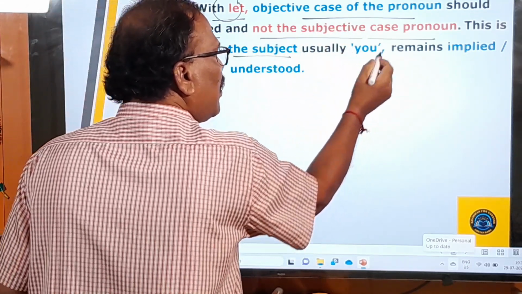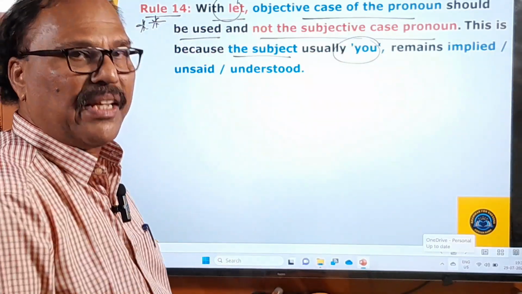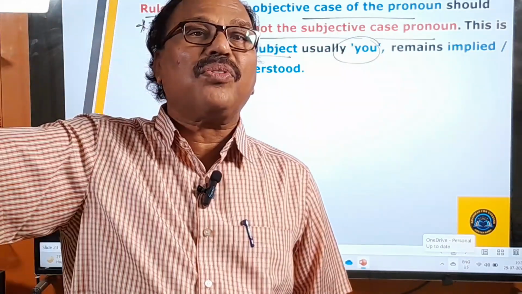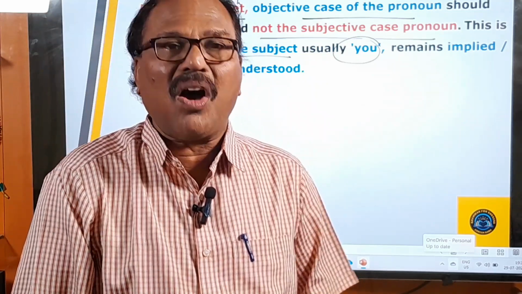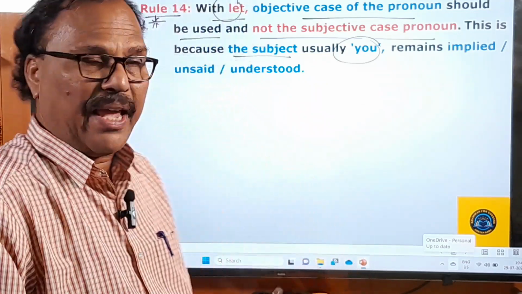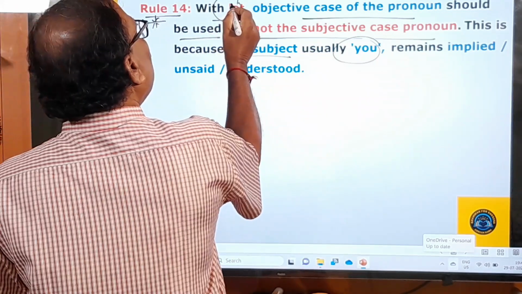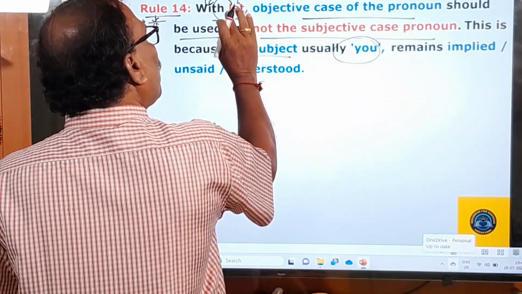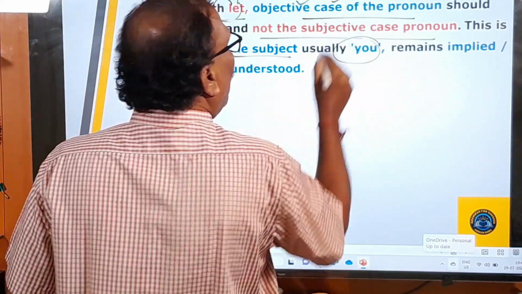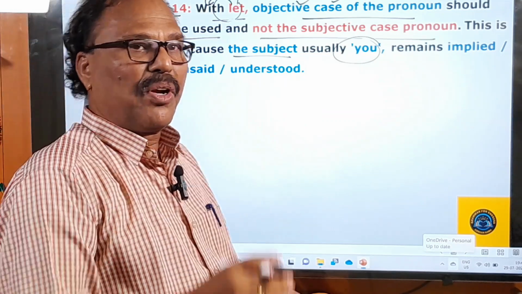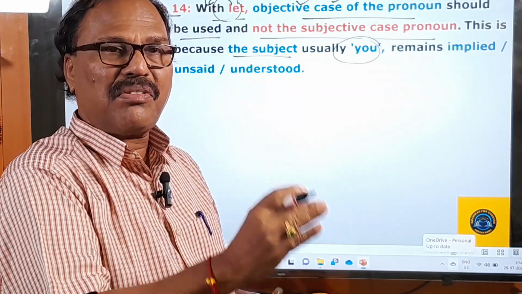The subject, usually you, in all the sentences beginning with let, the second person you, is omitted, or implied, or understood. Okay, and that's why there is already a subject before this, and therefore after this verb there must be the objective case pronoun.